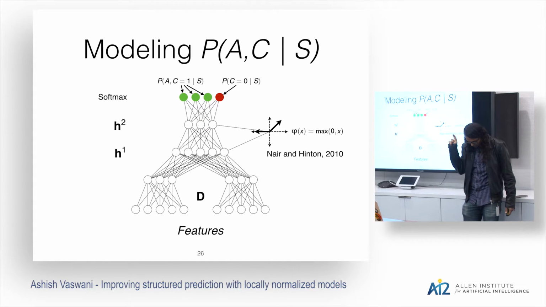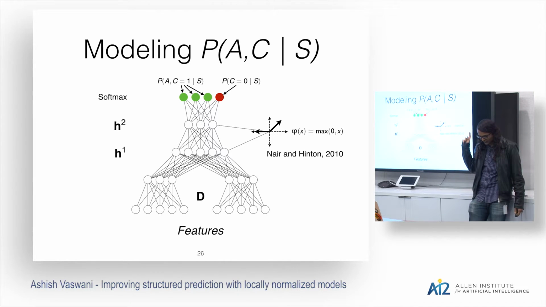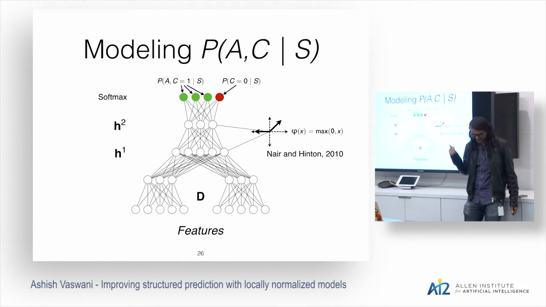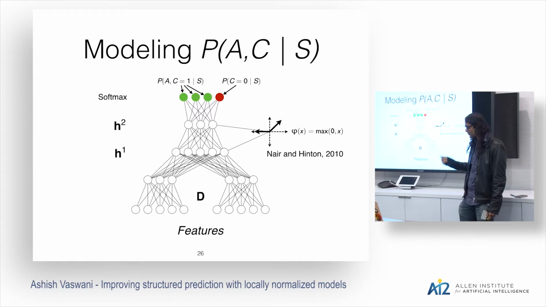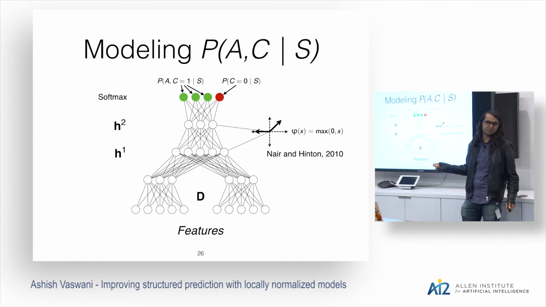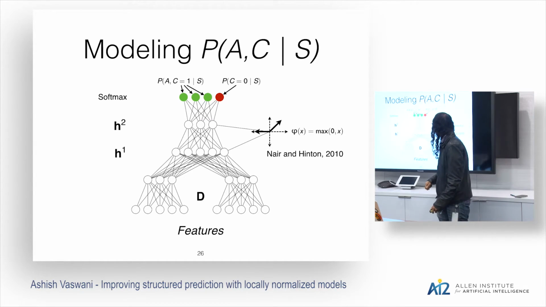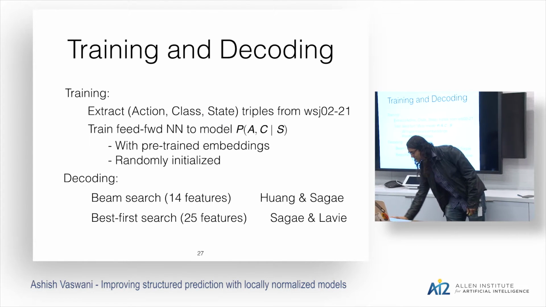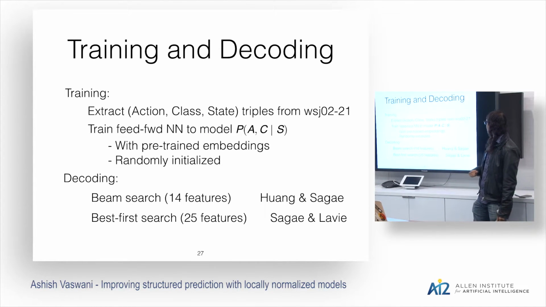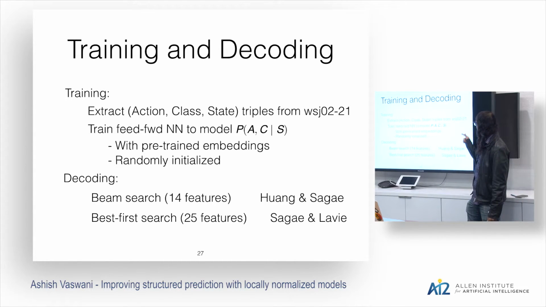A point to note: all the neural networks in this I built with my own computational graph framework. There are LSTMs that come forward as well. There were some contributions from David and Victoria, but I have these models that I build myself, so I can easily prototype. I tried a bunch of different architectures, and this seemed to have the best balance of speed and accuracy. The way we train it is that we extract action, class, state triples, and we train the feed-forward neural network to model action class given state. We try both options. We train using mini-batch gradient descent.